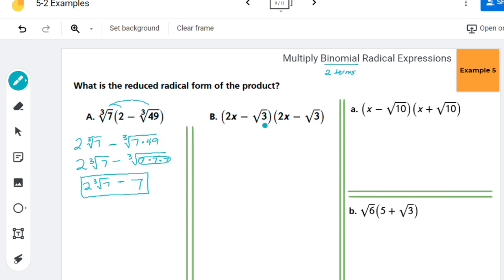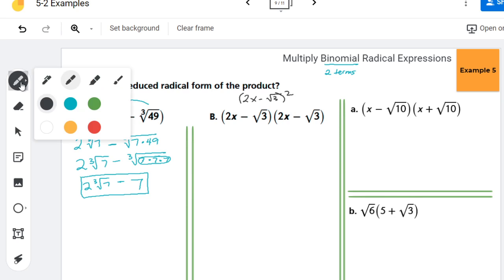All right, so now let's try another one. So this one, notice they're the exact same expression times itself. So another way you might see this problem presented to you might be like this. Okay, so remember, if you see something like squared like that, it's that expression times itself.